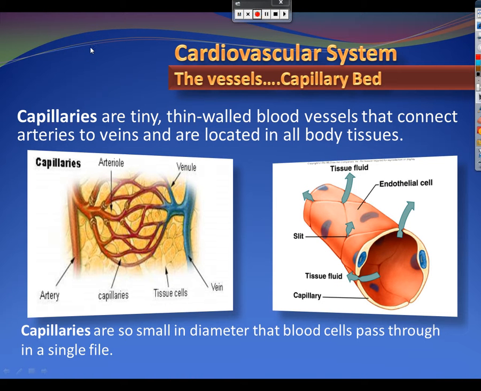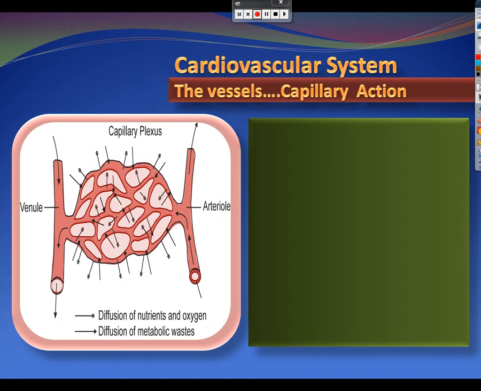So again, these capillaries are those tiny little thin-walled blood vessels that connect veins and arteries, and those blood cells are going to travel through there. Like I said, these capillaries are so small that they have to travel through there in a single file line. Before I move on to the next slide, we'll talk about blood pressure in the next coming section.